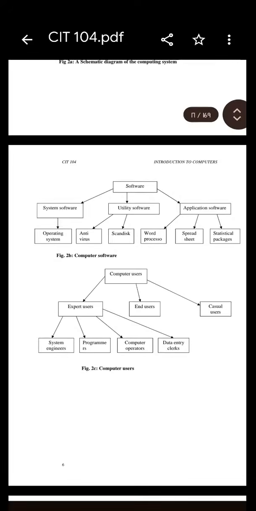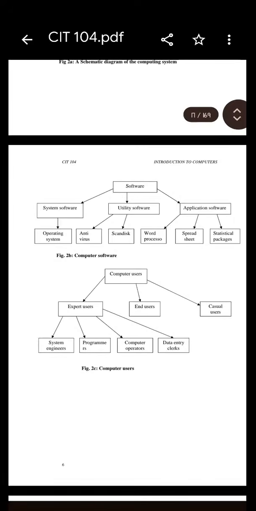You have the system engineers. They are the ones that repair the system in case it has any faults. They detect the fault and they repair it. Programmers are the ones that write programs for software to be made. Any software or application you see running, it is the computer programmer that writes the codes. Those codes help the computer to run smoothly on the software.